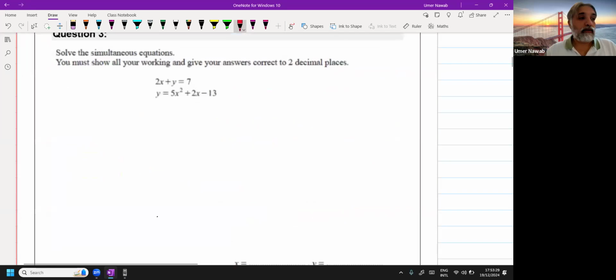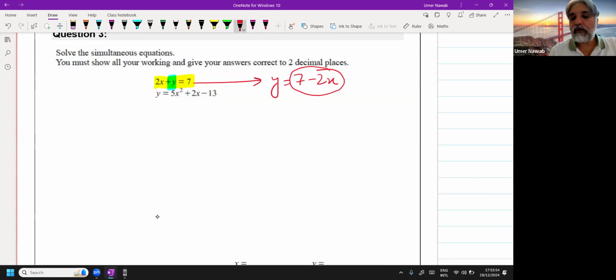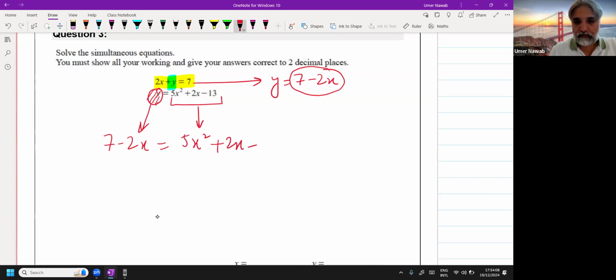If you look at the third question, in the third question, the linear equation has a mix of x and y. So try to make the subject the variable which has a coefficient 1. So in this scenario, y has a coefficient 1. So I will try to make y the subject. So y becomes 7 minus 2x. Now this value in the place of y, I'm going to write it here. So when I write the value of y as 7 minus 2x, and this one I will copy as it is, 5x squared plus 2x minus 13.